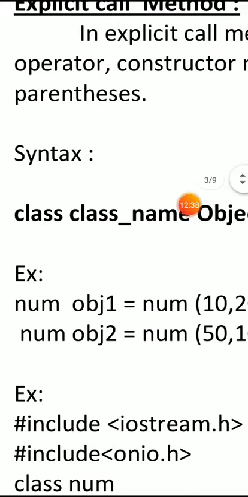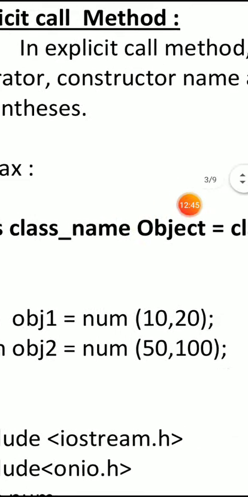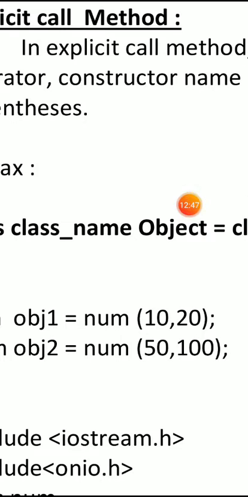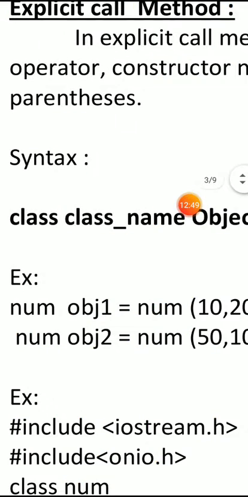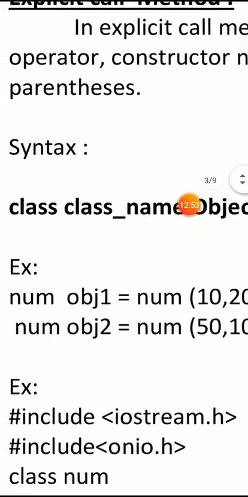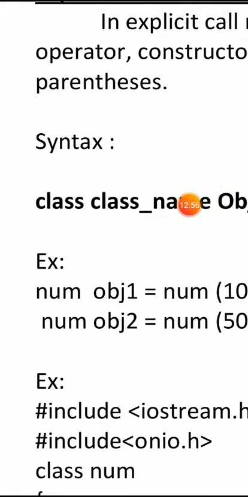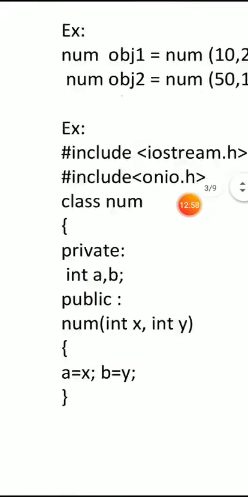So here num is a name of a class, obj1 is an object, then object followed by assignment sign. Then num is a name of a constructor, because constructor uses the same name as the name of the class. So num is the name of a function, 10 comma 20 are the arguments. I hope this concept is clear. The same is given in the form of an example.